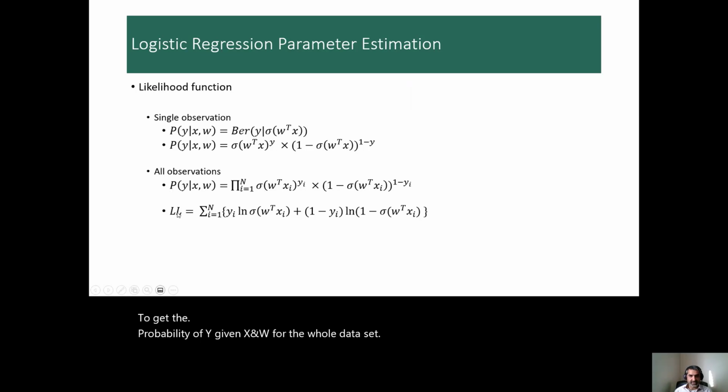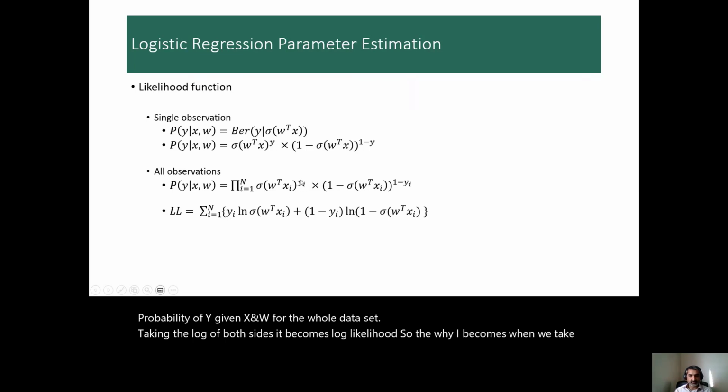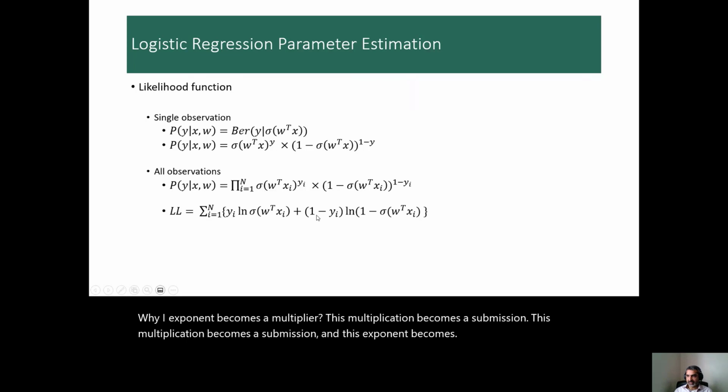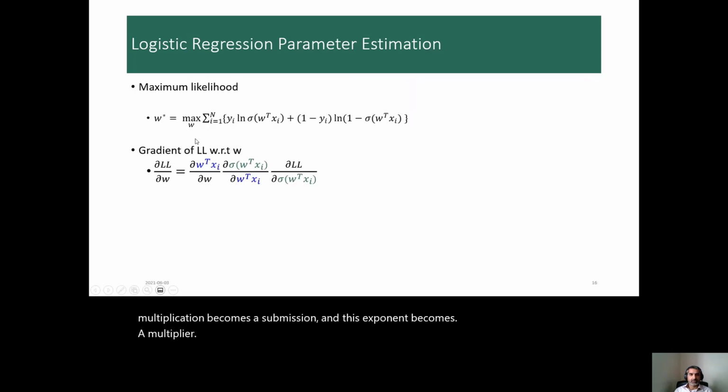Taking log of both sides, it becomes the log likelihood. So when we take the log, the yi exponent becomes a multiplier, this multiplication becomes a summation, and this exponent becomes a multiplier. So the best W's will give us the best likelihood.